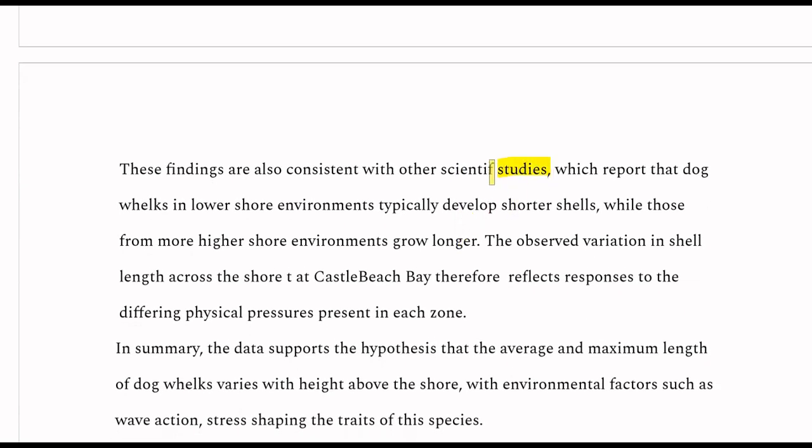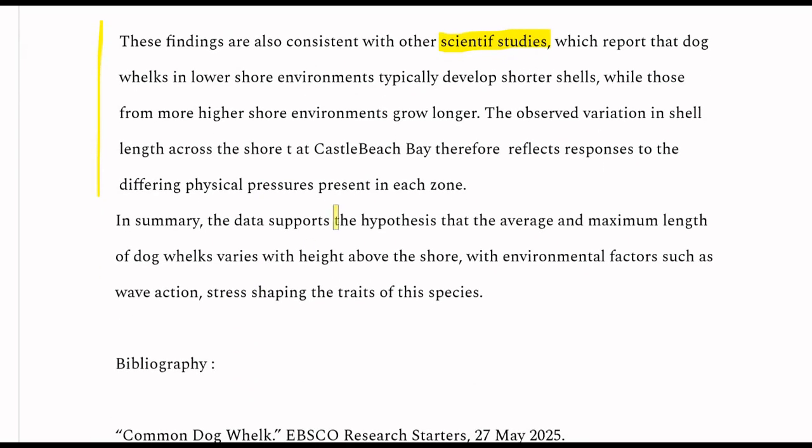Now, what's this generic other studies? To me, this says you haven't read any. You can't name them. You need to refer to specific studies and their locations. Do they agree with what you found or disagree? And develop this section a lot more. You also need to make sure you've got a reason why, a cited reason. If this is true, you've got larger hog whelk shells further up. Why? You need a cited reason in your conclusion.